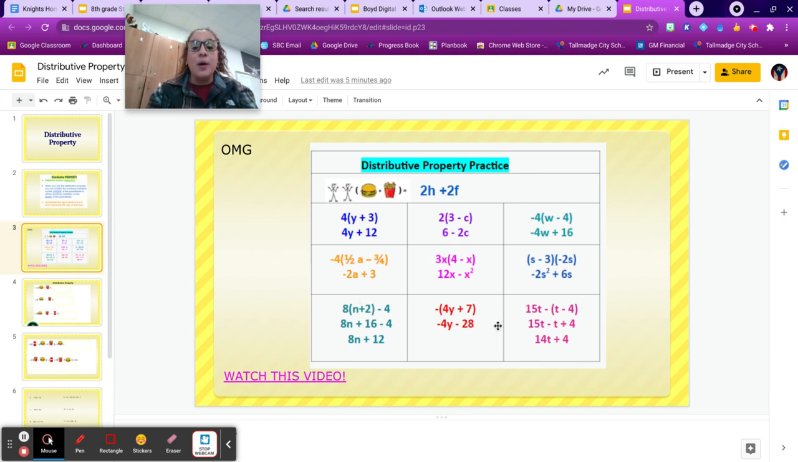Here are a couple more examples down here. When the negative sign is by itself on the outside of the parentheses, so here I just have a negative on the outside. Remember, there's a number 1 hiding there. So I'm actually distributing a -1. So -1 times 4y is -4y. -1 times +7 is -7. So that's what you're going to be doing today.